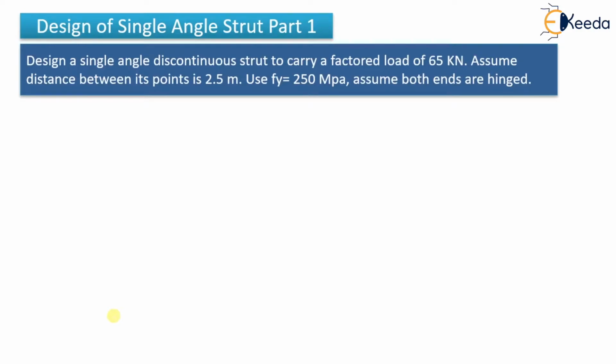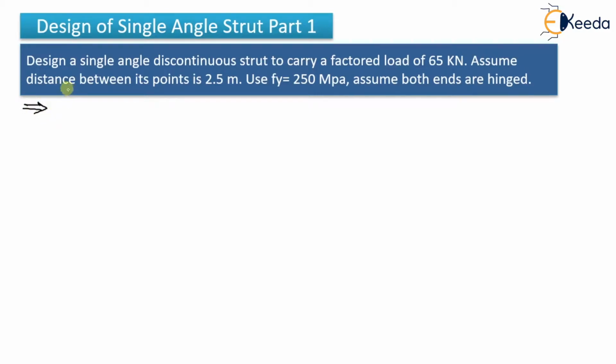The statement of the numerical is like this: design a single angle discontinuous strut to carry a factored load of 65 kilonewton. Assume distance between its points is 2.5 meter. Use Fy equal to 250 MPa, that is megapascal. Both ends are hinged, that you have to assume. So this much data is given to you.